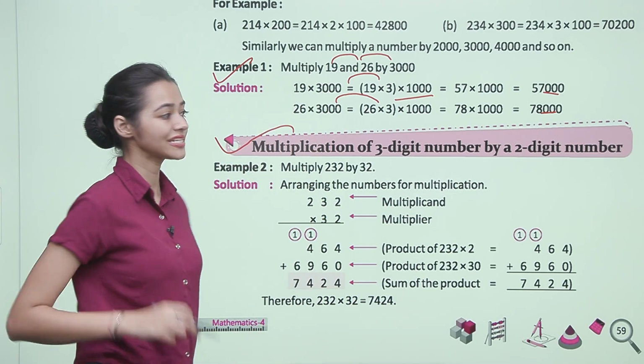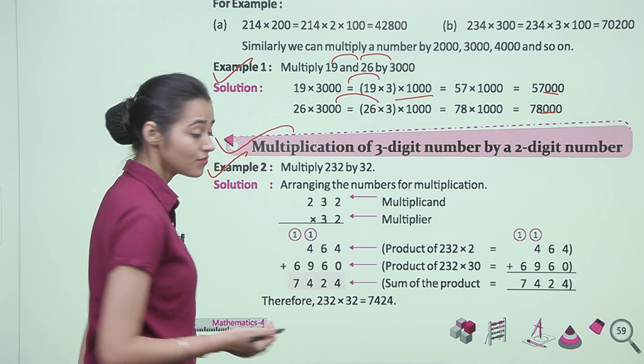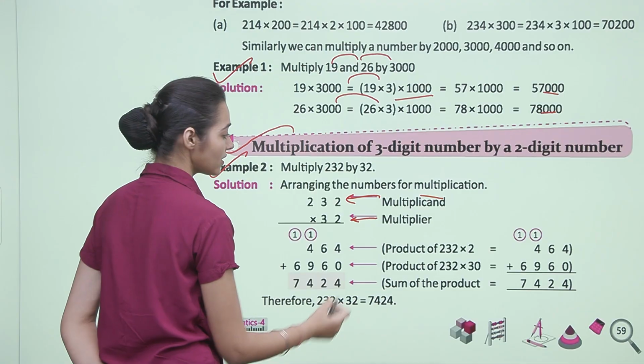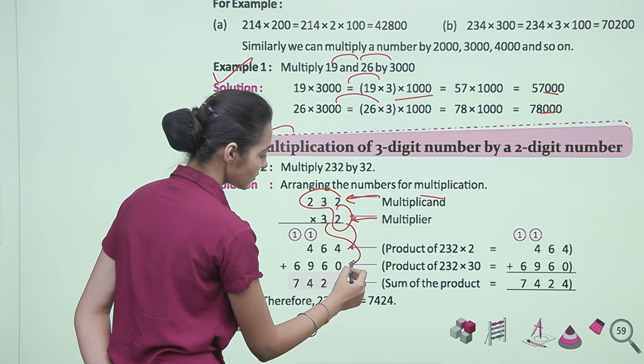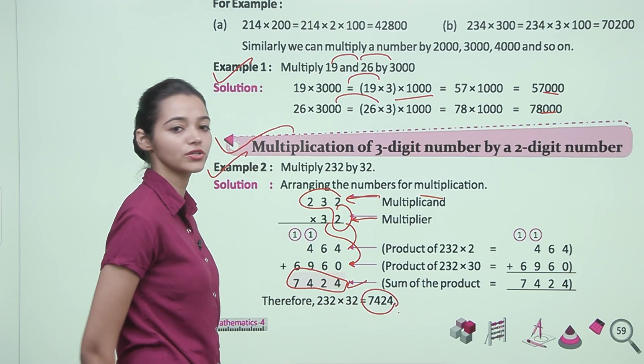Now multiplication of a 3-digit number by a 2-digit number. For example, we have to multiply these numbers. Firstly we arrange the numbers for multiplication. This is the multiplicand, this is the multiplier. Firstly we multiply by 2, then we multiply by 3 and then we add both the products, and this is our required product.